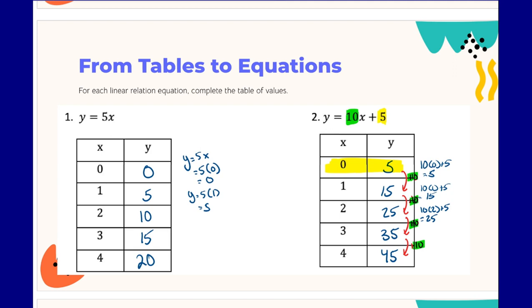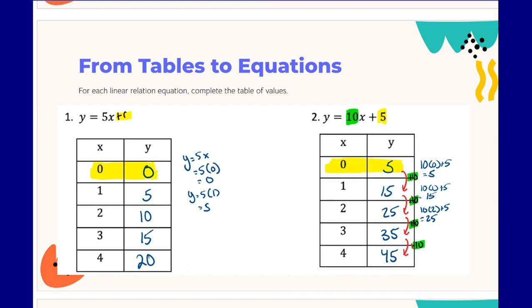Let's go back to the first one. Where do we see it in the first one? Well, I see 0 and 0. So a similar spot in the table. Where do I see that in our equation? Well, where do we see 0 in the equation? A little bit tougher because we don't normally see 0, but if we look to see where the 5 was in number 2, what's added on? Well, nothing is added on, right?